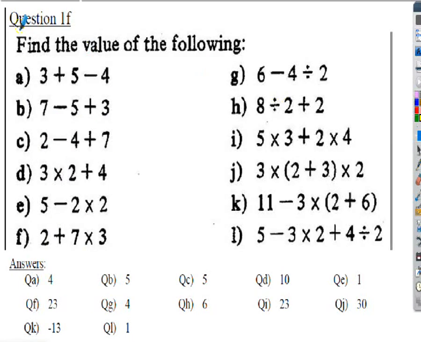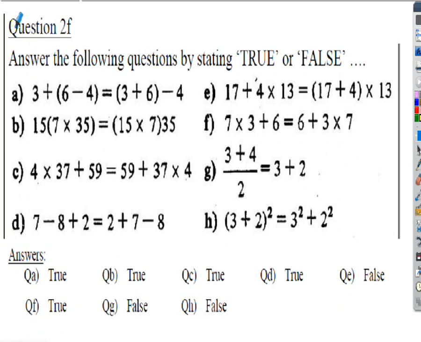Finally, some questions for you to undertake. Question 1F here, we've got to find the value of the following. Questions A through to L here, and the answers are shown below. I'd encourage you to stop the presentation and undertake these questions. Question 2F, these are actually true or false type questions, A through to H here. I'll let you decide if they're true or false. Answers are shown below.